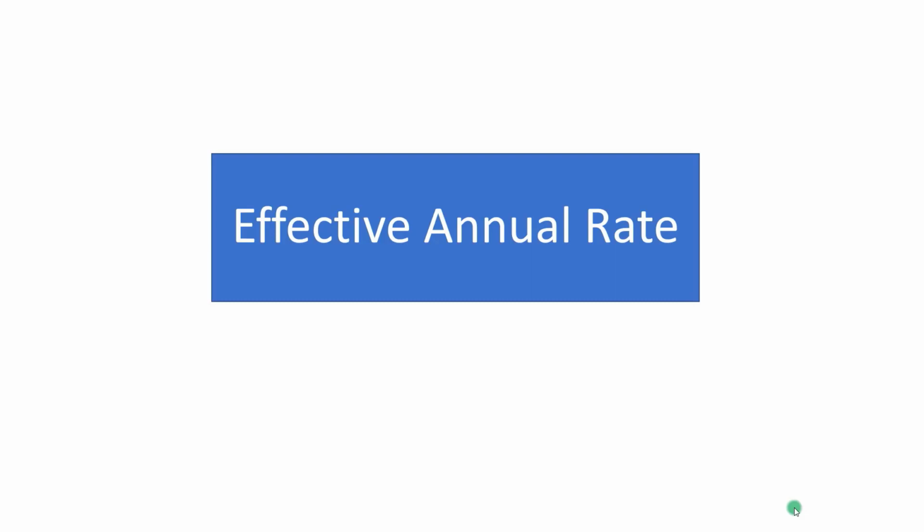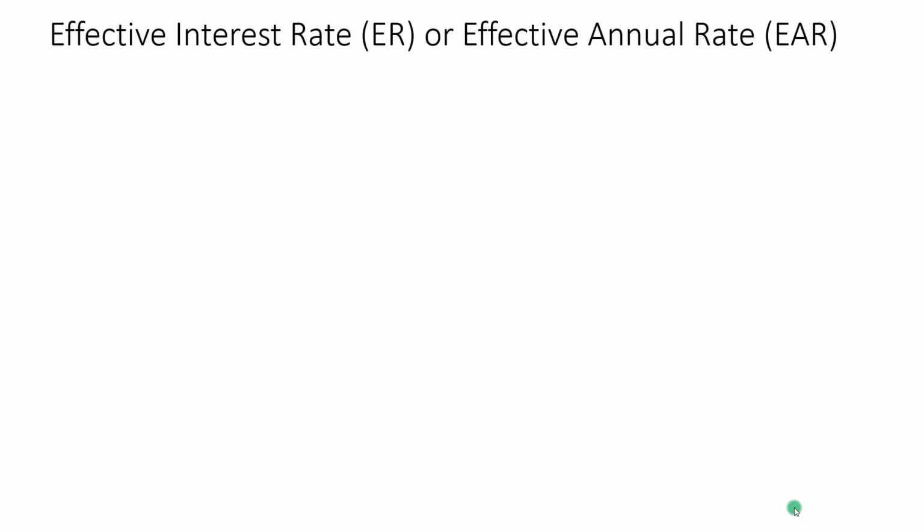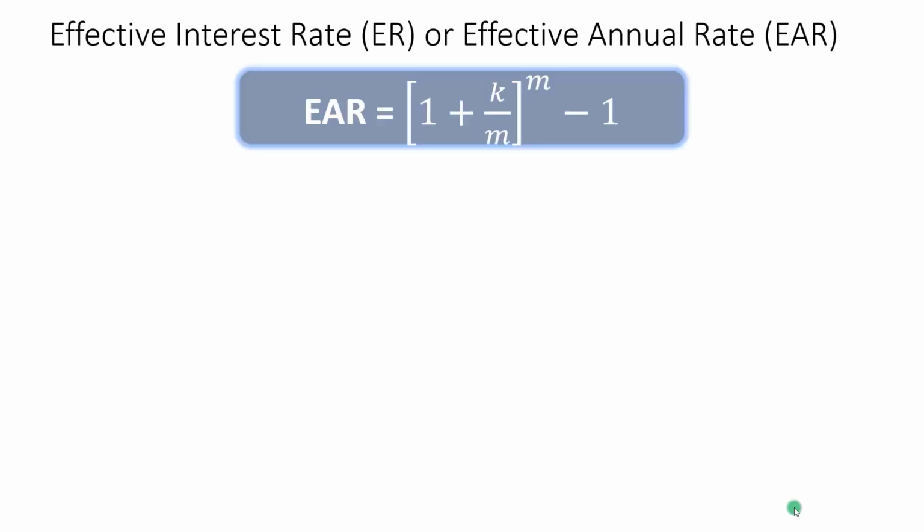Let us see how this effective annual rate is calculated and how this effective annual rate is used. Effective annual rate can also be called effective rate of interest. The formula for effective annual rate is: effective annual rate is equal to (1 + k/m) to the power of m, minus 1. So this particular formula is especially used in the case of higher frequency of compounding of interest, both in the calculations of present value and future value.